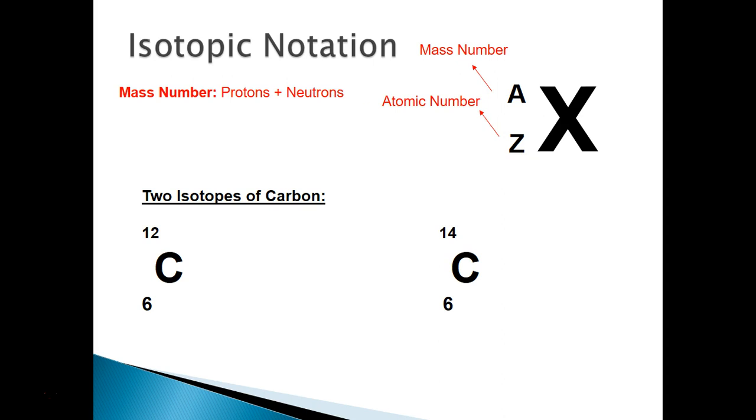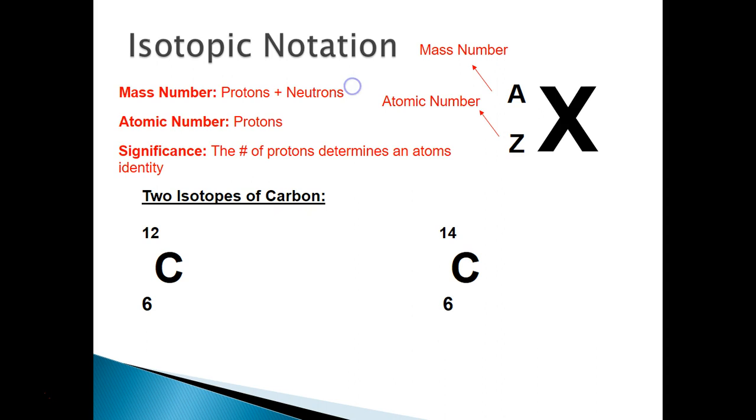Z is called the atomic number, and the atomic number is the number of protons. Now, this is significant because since every element has its own unique atomic number, that means that the number of protons in the nucleus of an atom will determine its identity. So let's look at a couple of isotopes of carbon. We have carbon-12 and carbon-14.